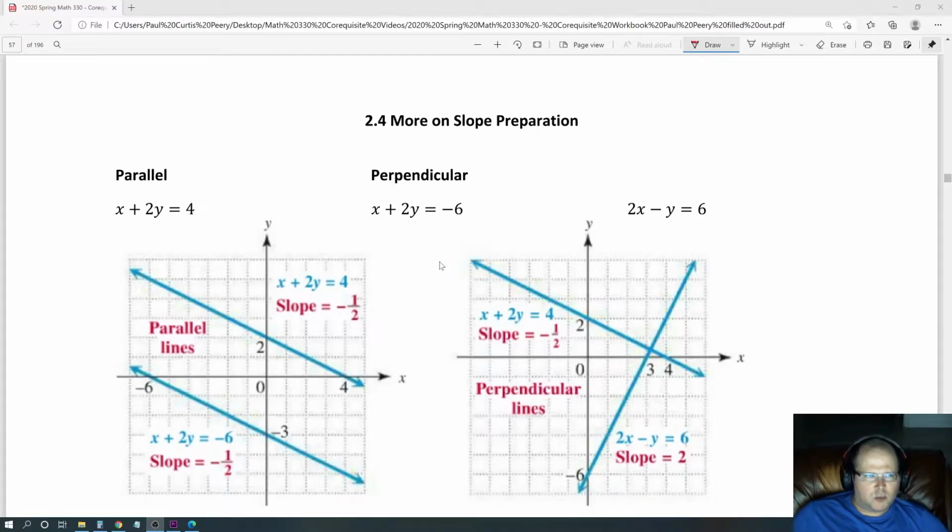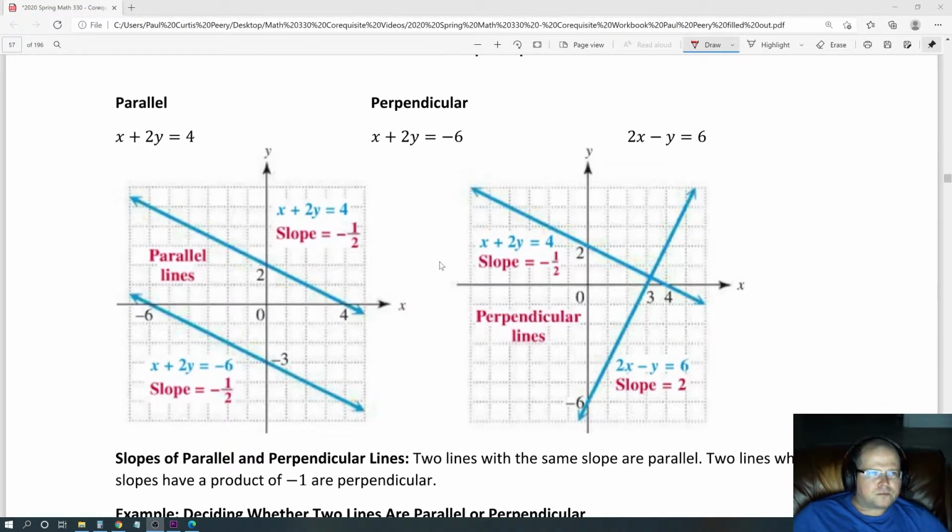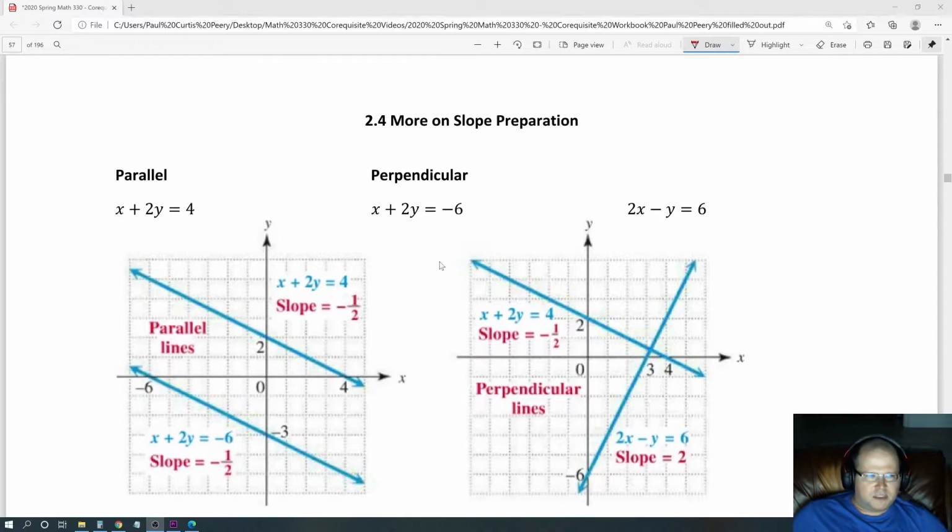2.4, more on slope preparation. Parallel, x plus 2y is equal to 4. Perpendicular, x plus 2y is equal to negative 6. 2x minus y equals 6. Okay, so parallel and perpendicular have to do with the slope.